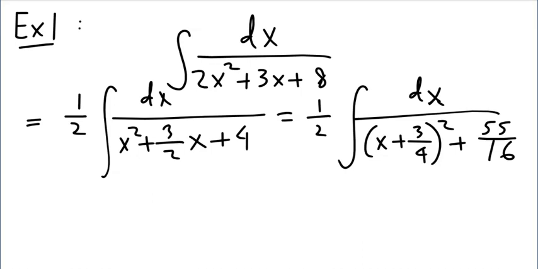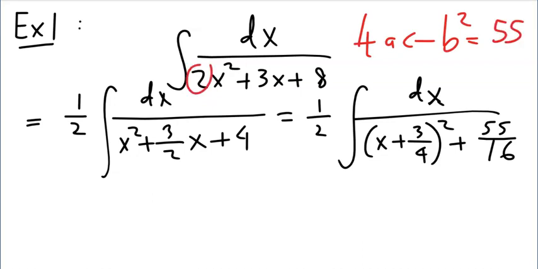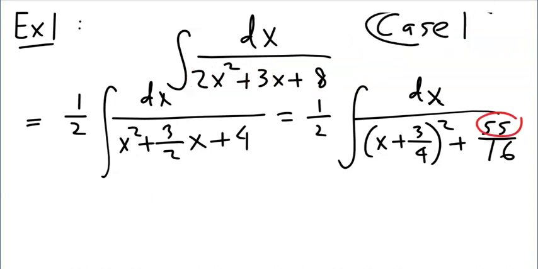Now this is obviously case 1. How do we know it's case 1? Well, a is 2, which is positive, and 4ac minus b squared is 55. So this is a, this is b, this is c, so you can compute 4ac minus b squared, and it turns out to be 55, as shown here. So that means we have case 1 here.